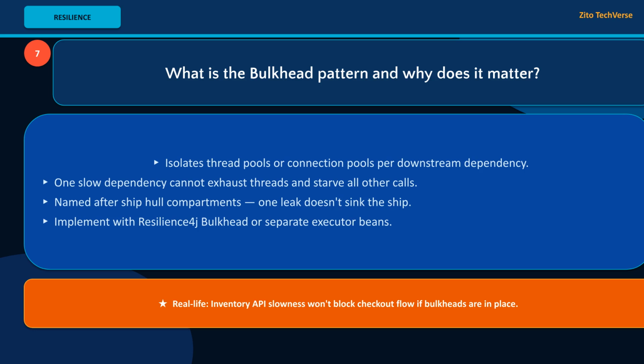The bulkhead pattern is another resilience essential. It isolates thread or connection pools for different dependencies, ensuring that a slow downstream service doesn't exhaust your resources and starve other, healthy parts of your system. It's essentially like compartments in a ship. One leak won't sink the entire vessel.